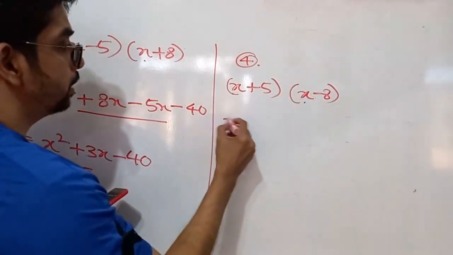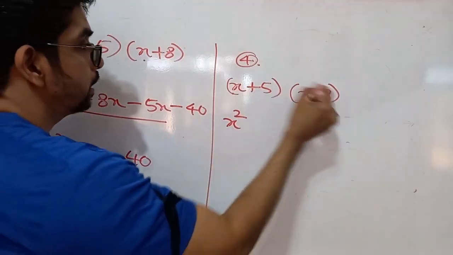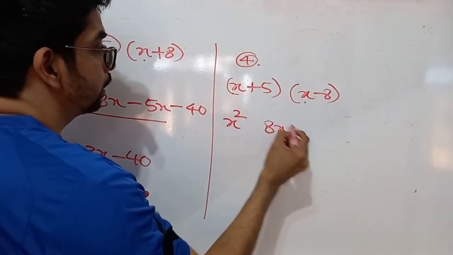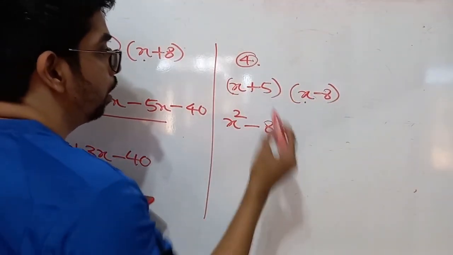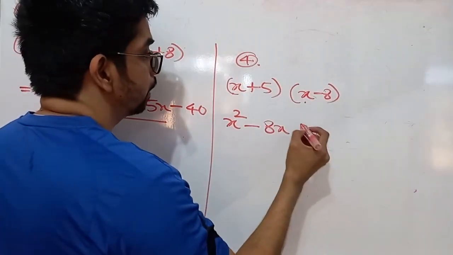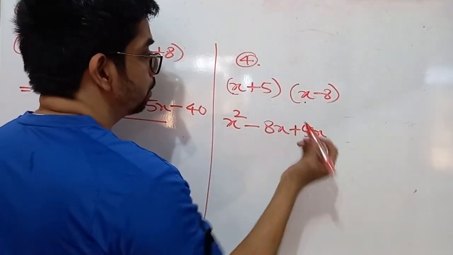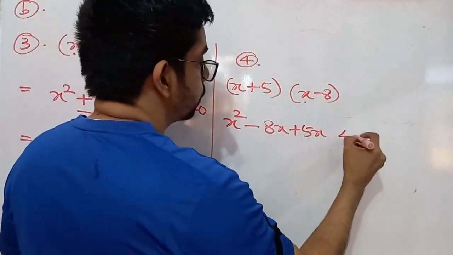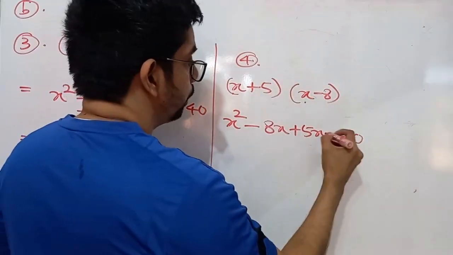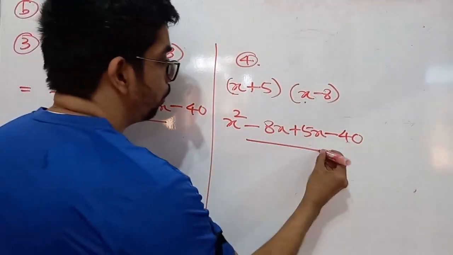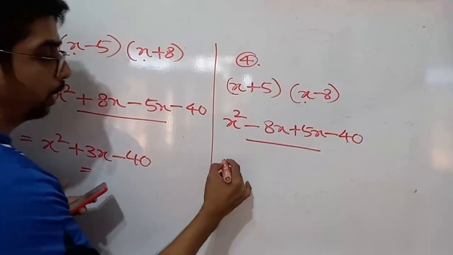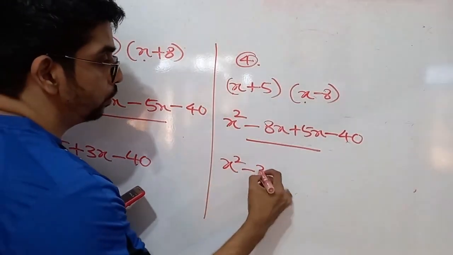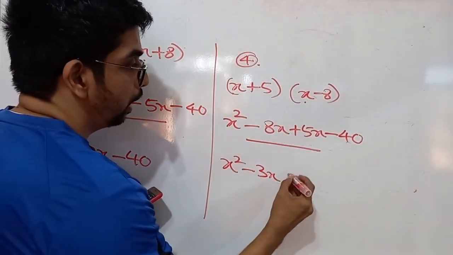X into x, that is x squared. X into 8, that is 8x. Positive into negative, that is negative. 5 into x, that is 5x. Positive into positive, that is positive. 5 into 8, that is 40. Positive into negative, that is negative. So here we have what? Like terms. X squared, negative 3x, right?